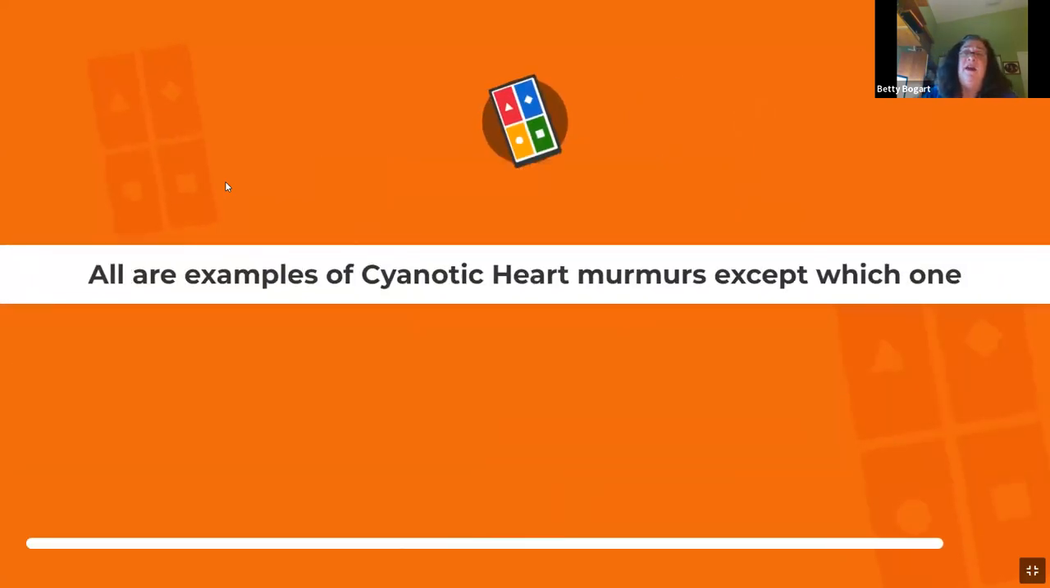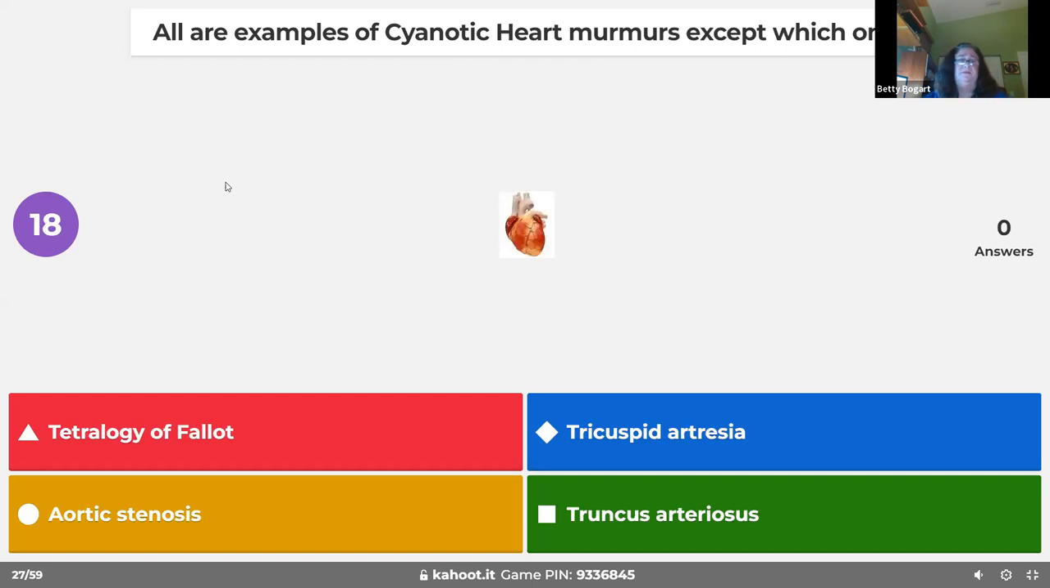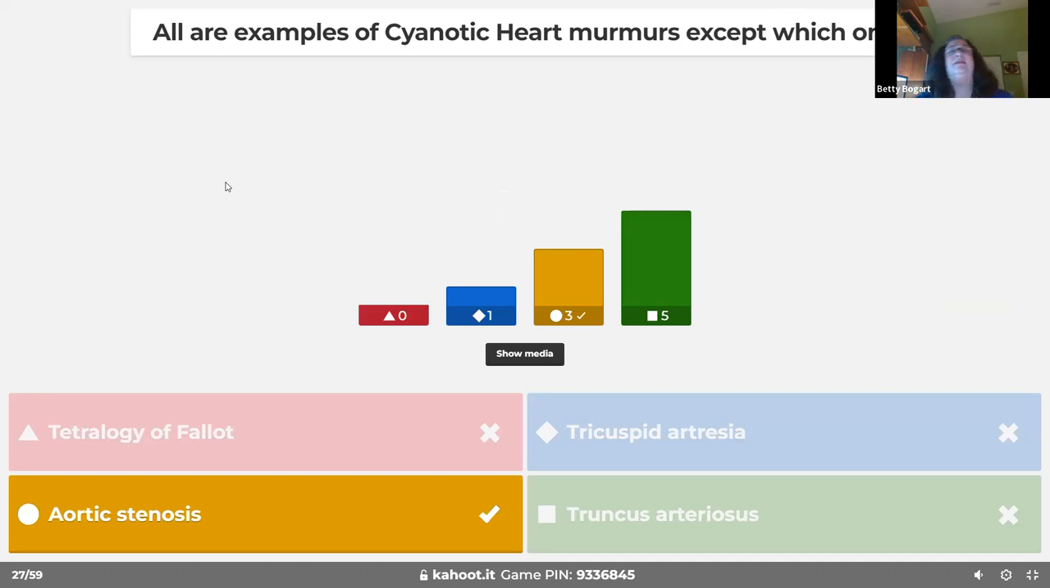All are examples of cyanotic heart murmurs, except which one? Well, truncus is something that the whole thing's open and it's cyanotic, okay? Think about aortic stenosis. Remember, osis means there's an opening. Therefore, something is flowing. Therefore, it's not that. So that is not cyanotic. The other ones all are.